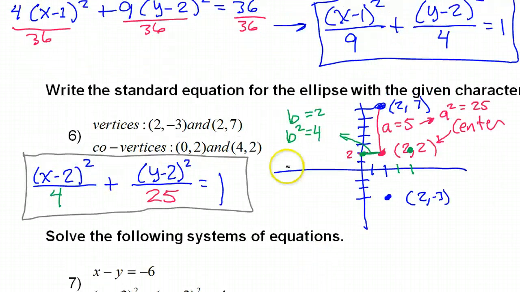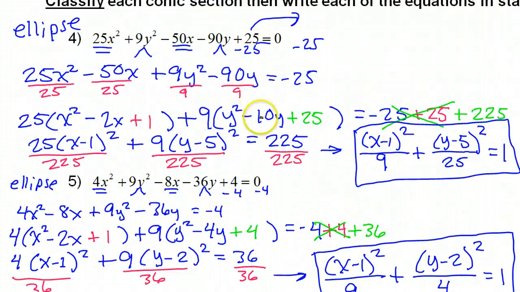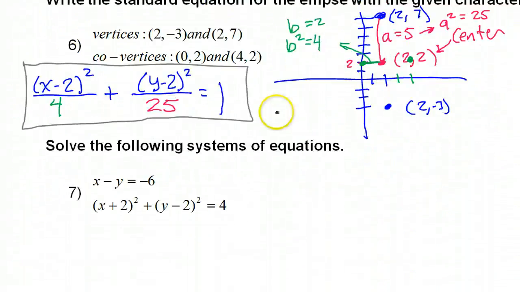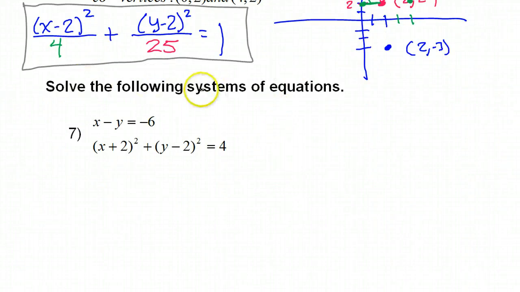Let's see, am I skipping anything? 5, 6, 4. All right, I guess I did. All right, last one. Solve the following systems of equations.